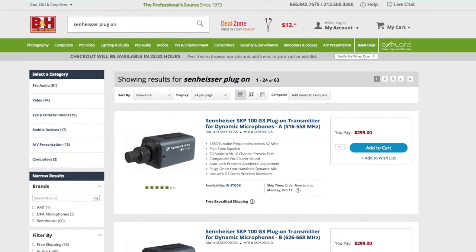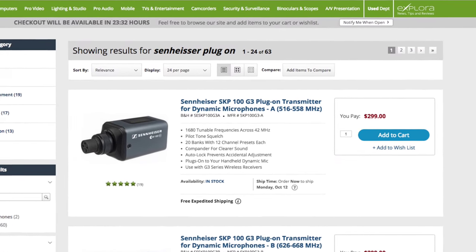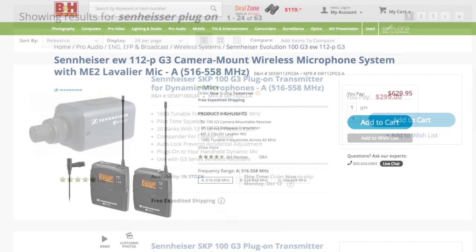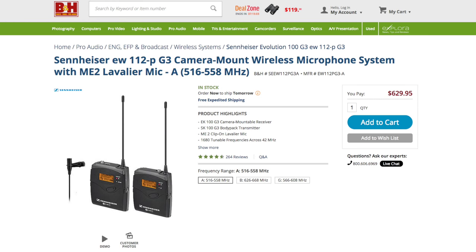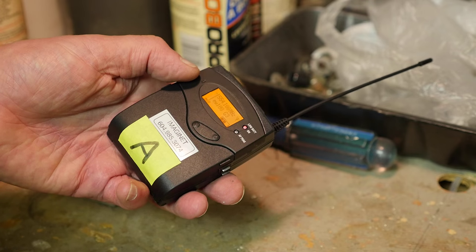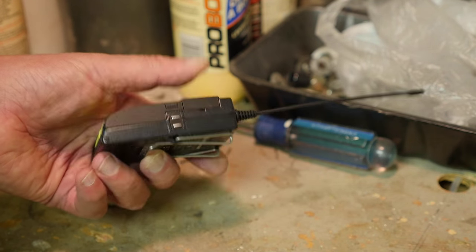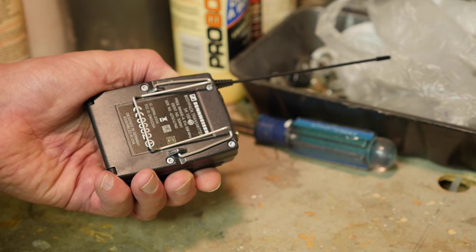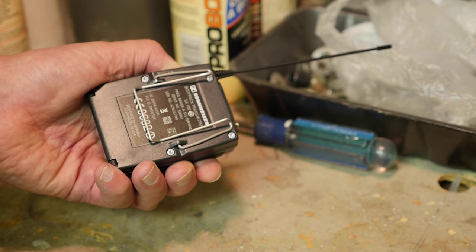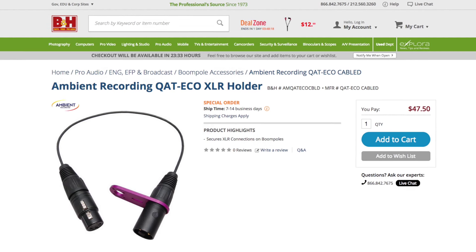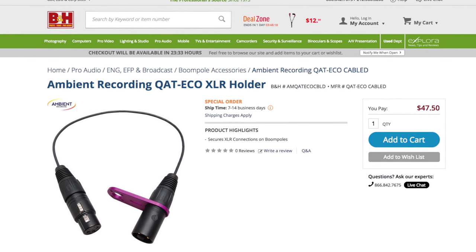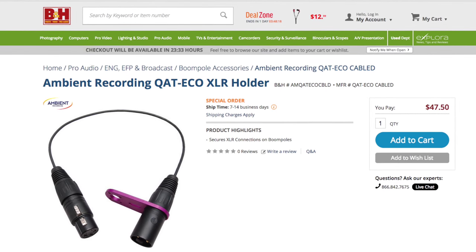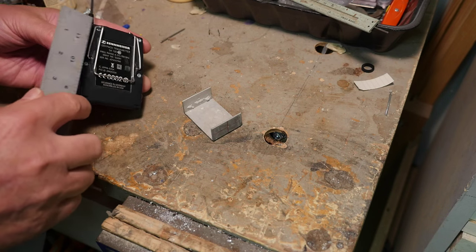Sennheiser makes a plug-on transmitter for this purpose, but it would cost $300. I already have the G3 wireless system, which includes the bodypack. I spoke to some reps from TREW, and they advised that that really was the standard way of doing it. But rather than attach the plug-on transmitter to the mic directly, they suggested using a mounting bracket to attach the transmitter to the pole top. This gave me an idea.